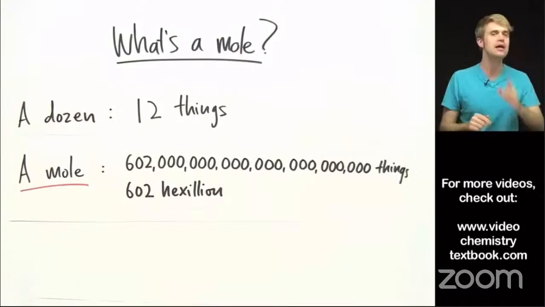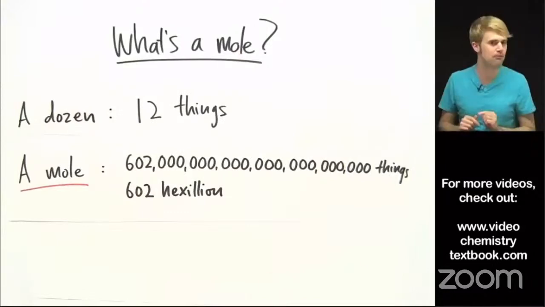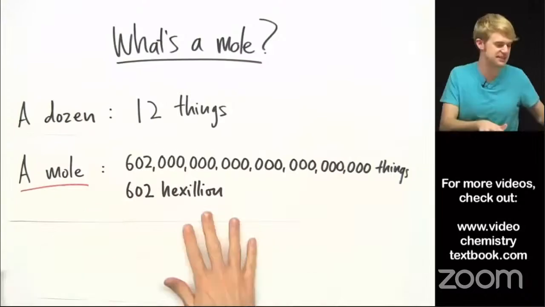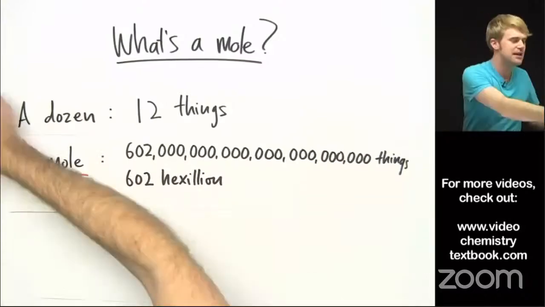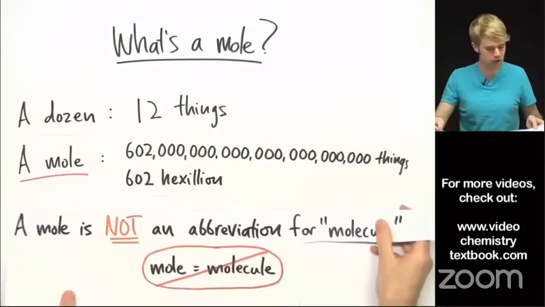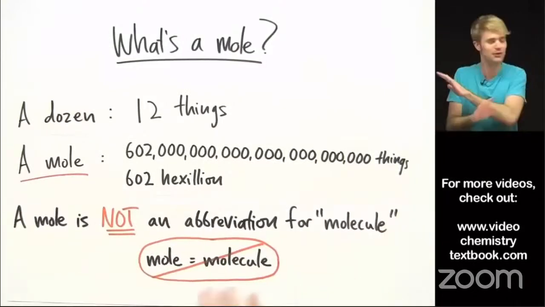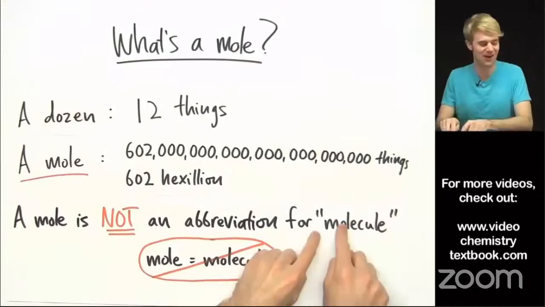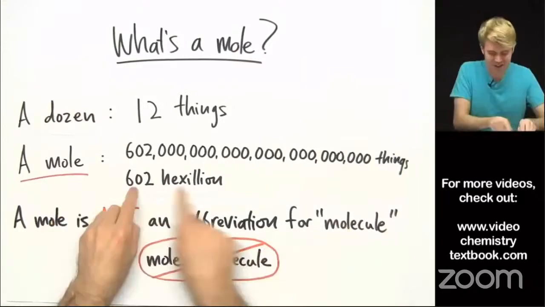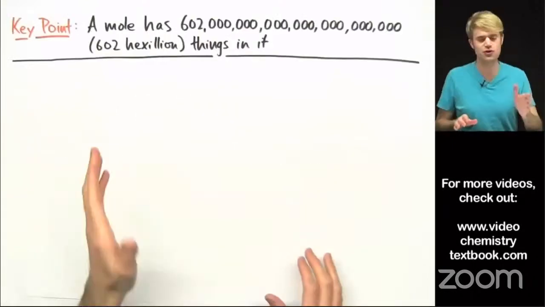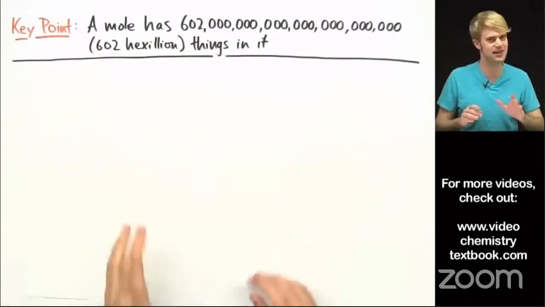Now here's one thing that confuses people about moles. They forget that a mole is a name for 602 hexillion things, and they think that a mole is an abbreviation for the word molecule. So many people think this. They see mole and they think, oh, you mean molecule. No, no, no. If I write mole, I don't mean molecule. I mean a group of 602 hexillion things, not a molecule.